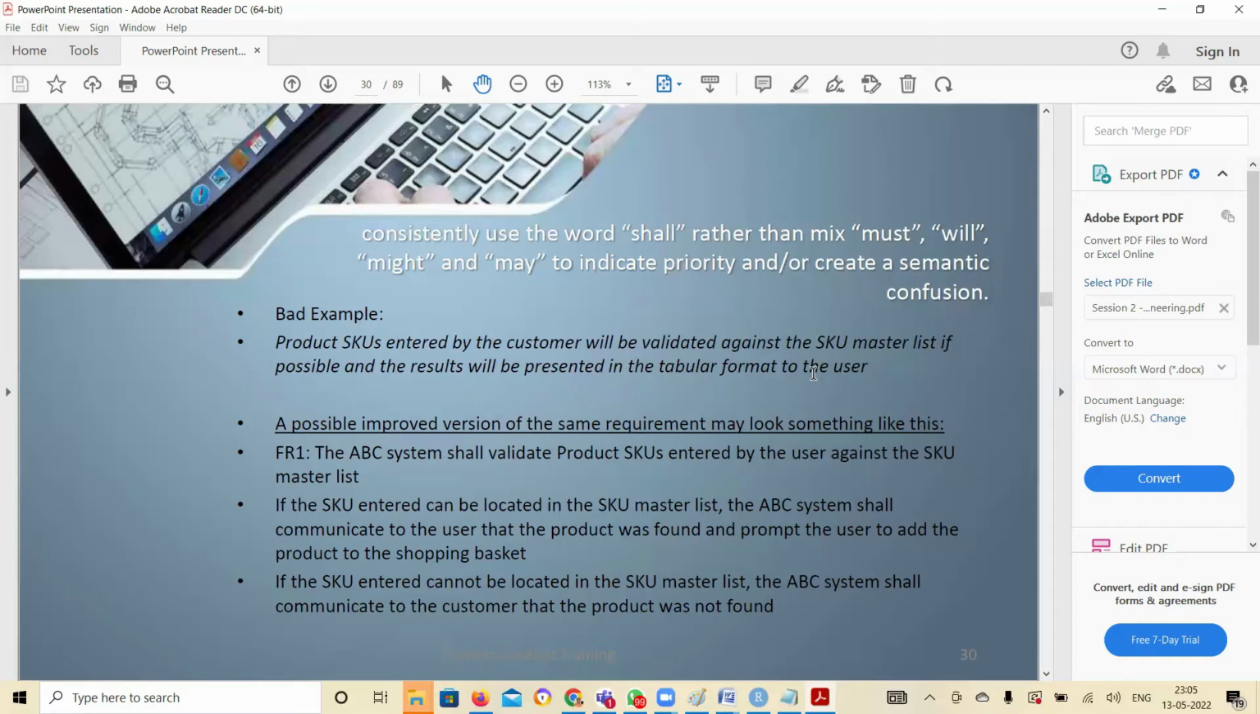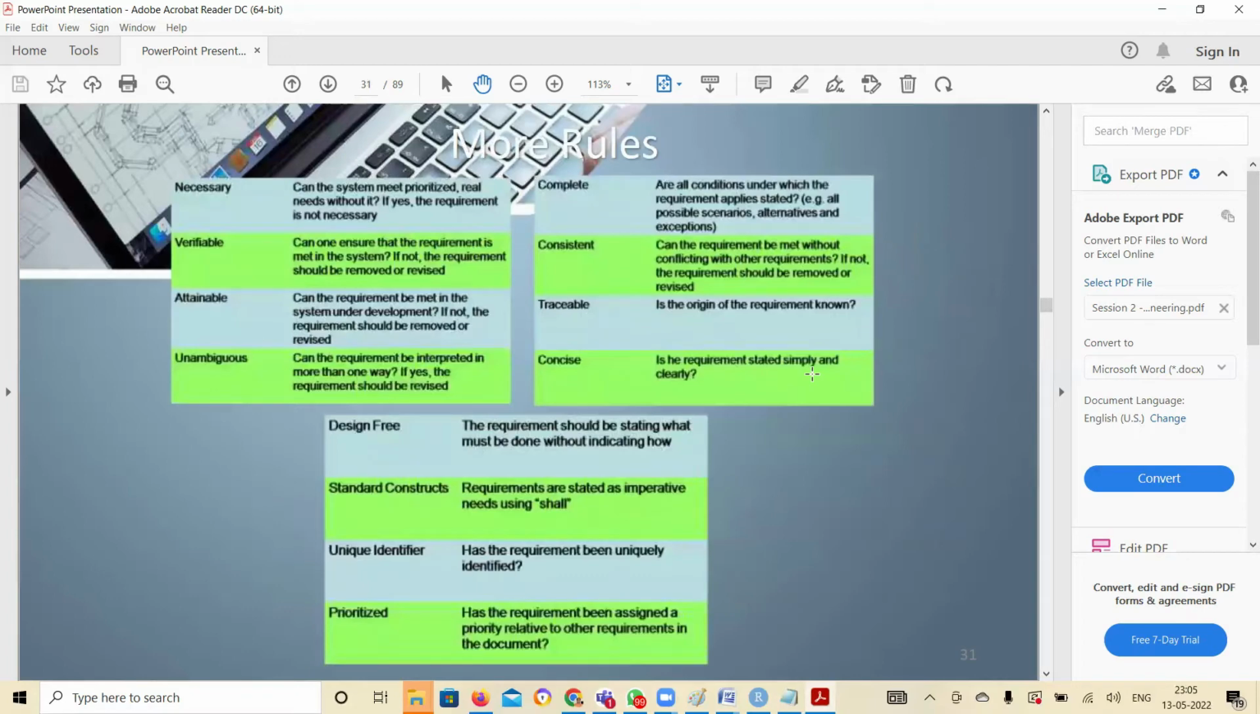Any other question here? Okay. So before we talk about it, these are a few things that you have to be careful about. When you're talking about requirements, make sure your requirement is necessary. If the requirement is not necessary, don't even talk about it. Necessary means something which is important and which will be used.